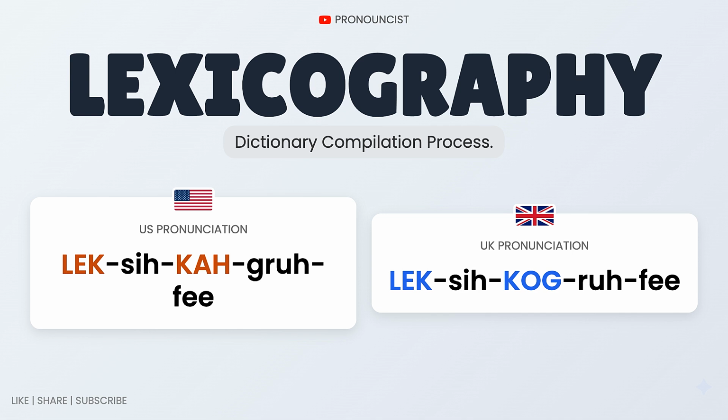lexicography. Now, read the syllables of British pronunciation shown on the screen naturally. Lek, si, cog, ra, fi, lexicography. Lek, si, cog, ra, fi, lexicography. US stresses ka, UK stresses cog.